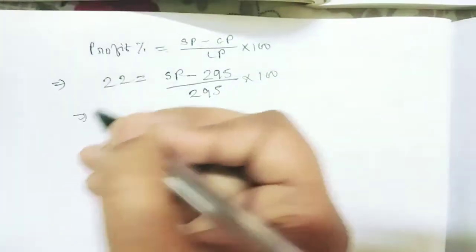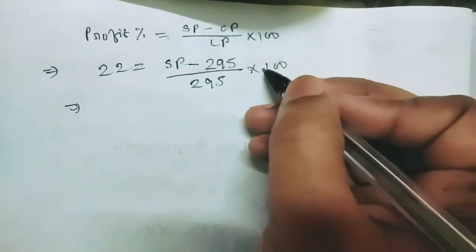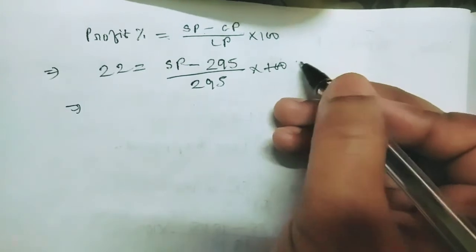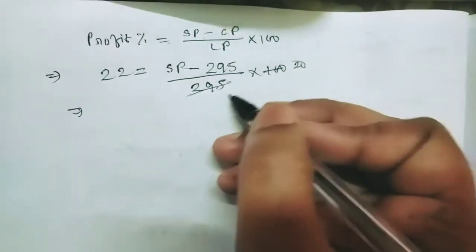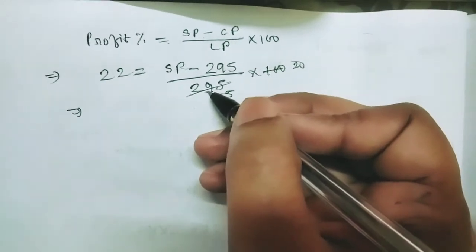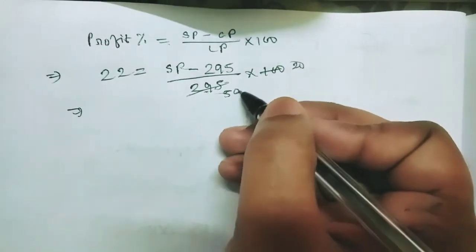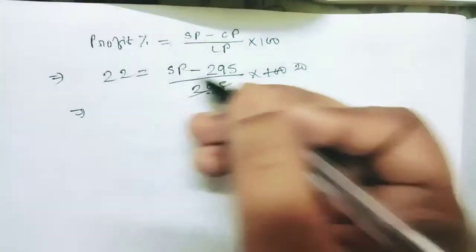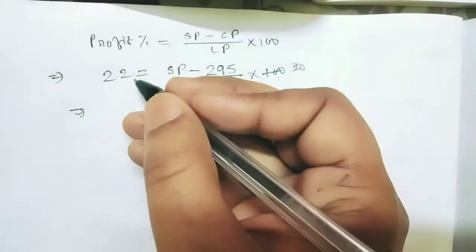Okay, now we'll do the calculation. We'll cut by 5. When you cut 295 by 5, 100 becomes 20, and 295 becomes 59, since 5 5s are 25, then 5 9s are 45. So 59. Okay, now I will cross multiply 59 into 22.